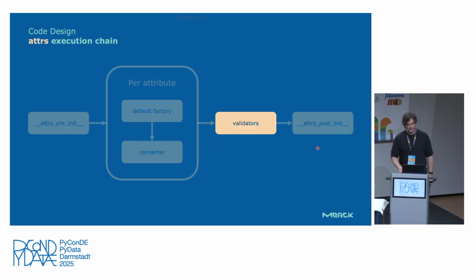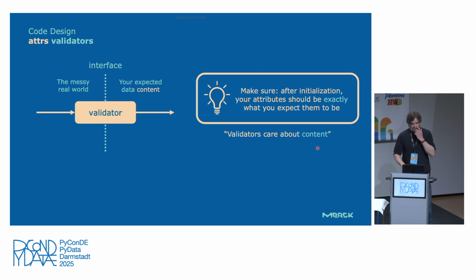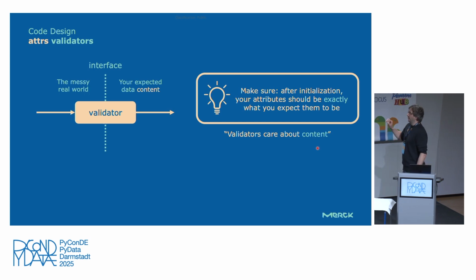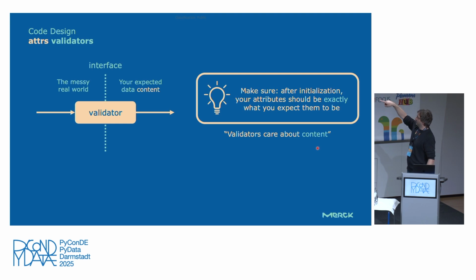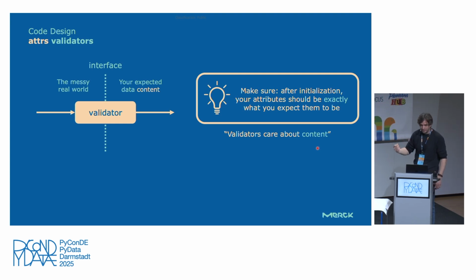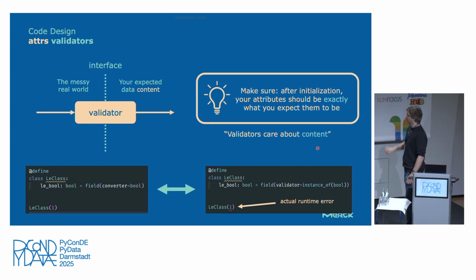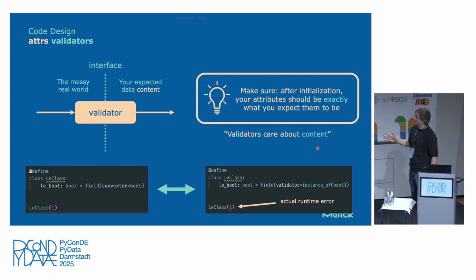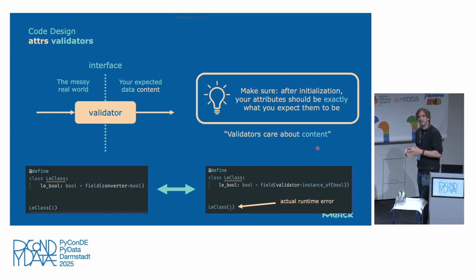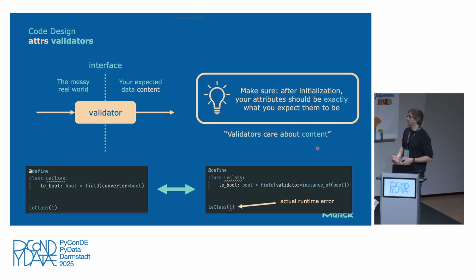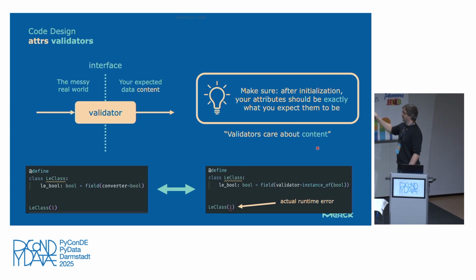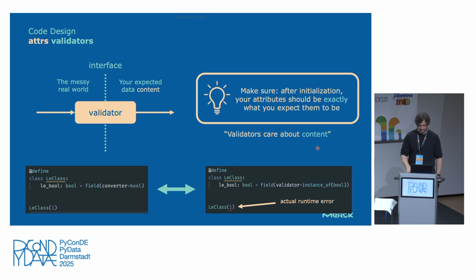And finally, we have the validators. Again, they act as a sort of interface with the messy real world, where the validators try to assert the thing shown on the right, but now they care about content, not about type. So here again, the same example with the Boolean converter, which is completely valid, but you might also say, if the user provides something that is not a bool, that's probably a mistake, and I should not allow this in the first place. So instead of putting a converter, you could put a validator, and that would give an actual runtime error, because it checks whether this is of type bool, and if not, throws an error.